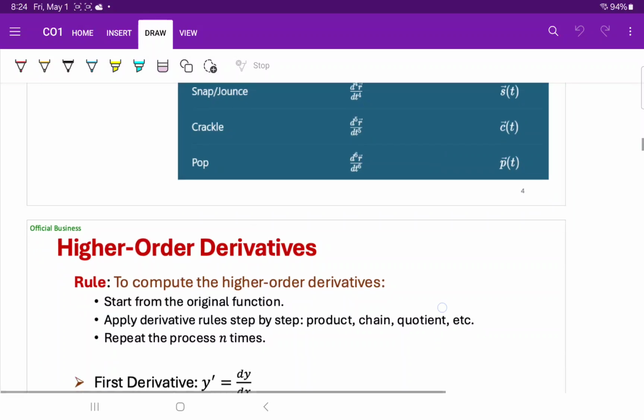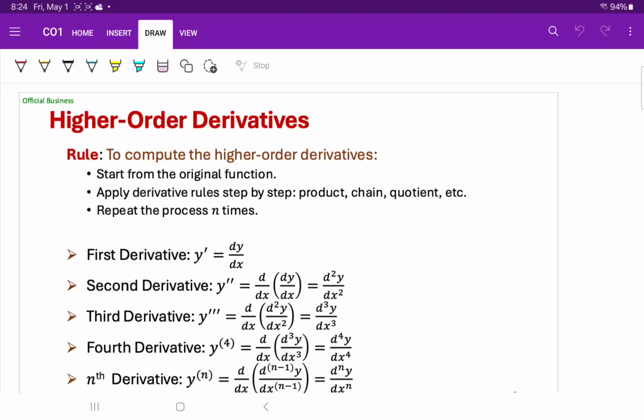Now, to compute the higher order derivative, start from the original function. This is the rule. How do we solve for the higher order derivative? For higher order derivatives, to compute them, the first step is to start from the original function and then apply derivative rules step by step, like the product rule, chain rule, quotient rule, and so on. And repeat the process n times depending on which one is asked.